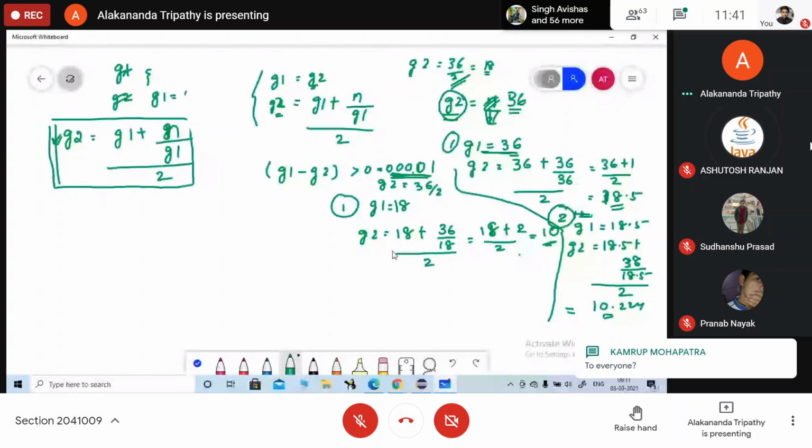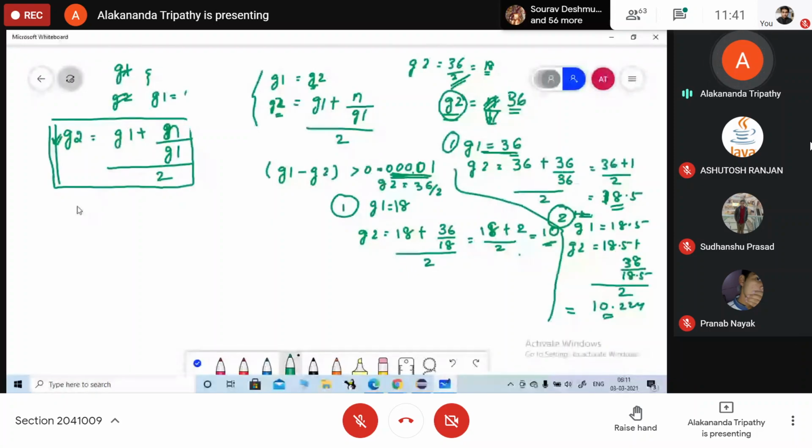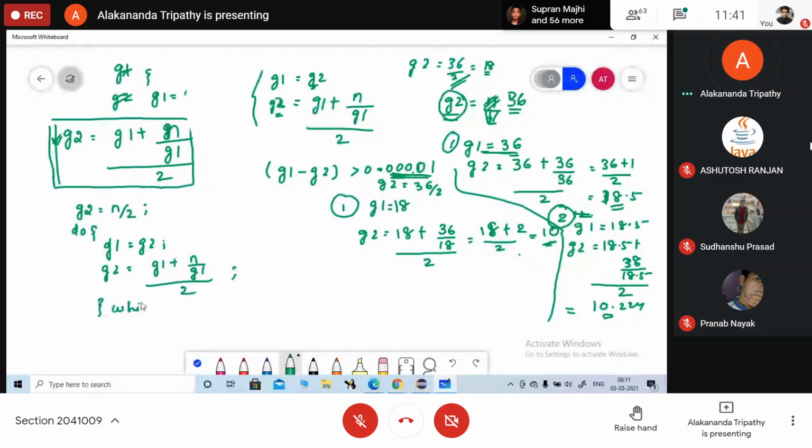Okay, so what we are going to do: take G2 equals n by 2. Then within the loop we write G1 equals G2 and compute G2 equals G1 plus n by G1, whole divided by 2. This is directly Newton's method. While G1 minus G2 is greater than 0.0001.